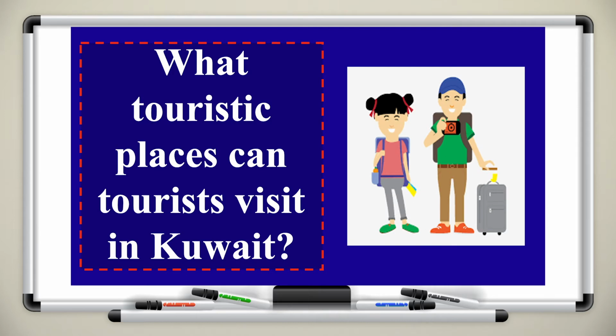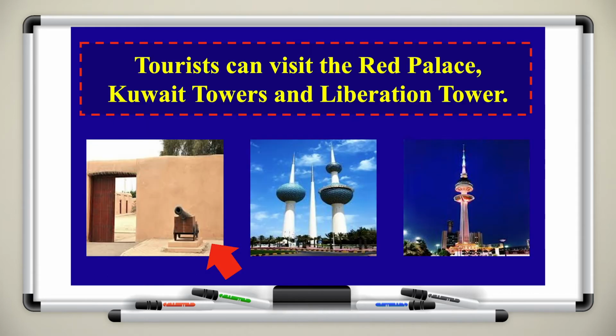Now, what places can tourists visit in Kuwait? We have many, right? One of them is the very famous Kuwait Towers. What other places do you think tourists can visit? Tourists can visit the Red Palace, the Kuwait Towers, and also the Liberation Tower. Now, can you mention other amazing buildings in Kuwait?